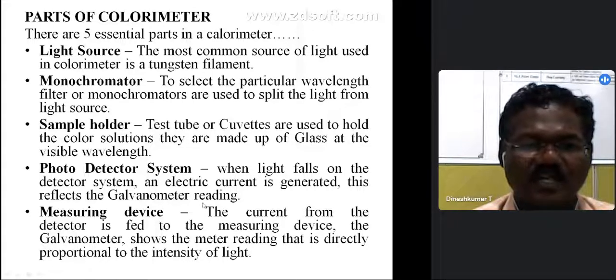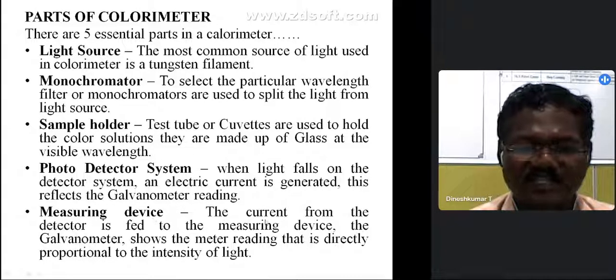Okay, next is the photo detector system. When light falls on the detector system, an electric current is generated. This is reflected in the galvanometer. The galvanometer deflects the needle according to the difference between the higher voltage and the lower voltage.